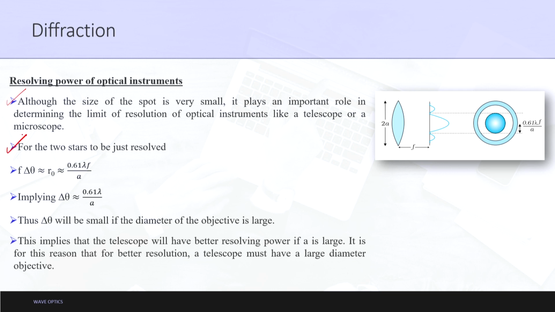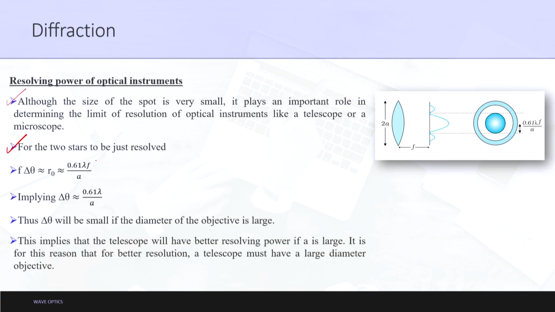Now, for two stars to be just resolved, as in if we are using a telescope and we want to see a clear image of the moon or, let us say, stars, then for that clear resolution what we need is that f delta theta should be approximately equal to r naught.